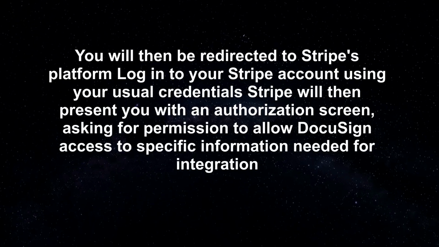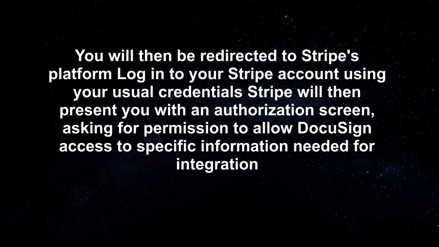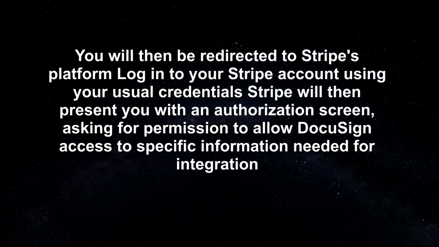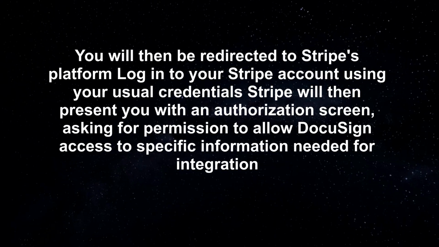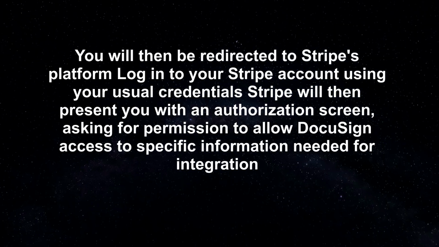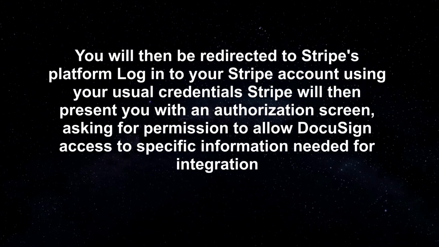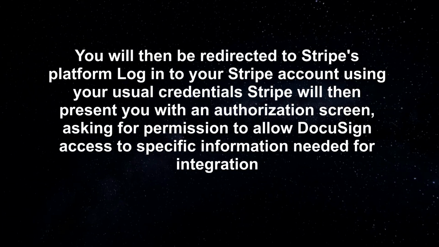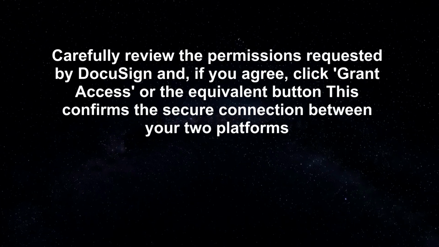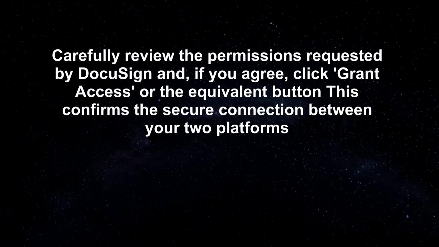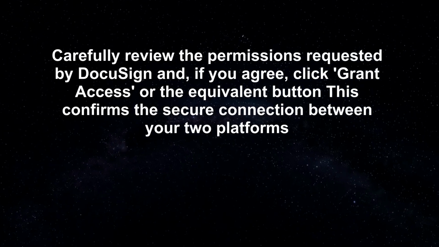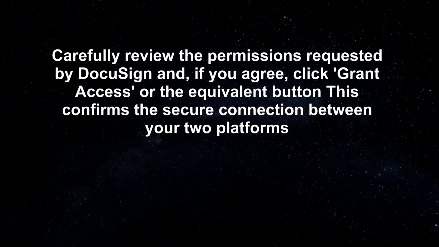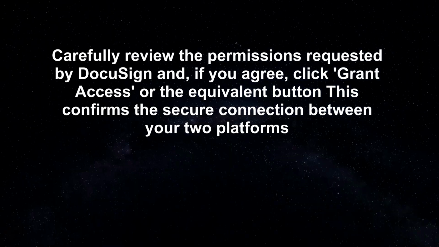You will then be redirected to Stripe's platform. Log into your Stripe account using your usual credentials. Stripe will then present you with an authorization screen, asking for permission to allow Docusign access to specific information needed for integration. Carefully review the permissions requested by Docusign, and if you agree, click Grant Access, or the equivalent button. This confirms the secure connection between your two platforms.